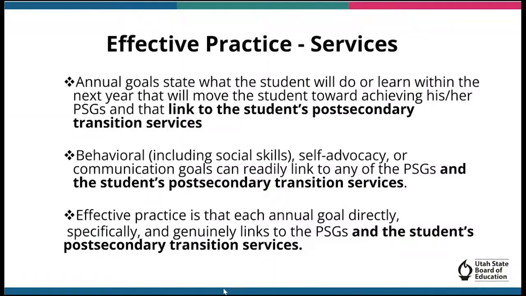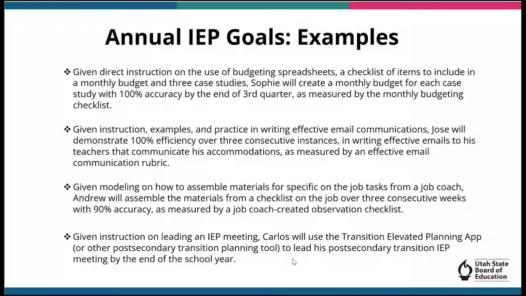Here are some examples of annual IEP goals that address a student's post-secondary transition needs. Given direct instruction on the use of budgeting spreadsheets, a checklist of items to include in a monthly budget, and 3 case studies, Sophie will create a monthly budget for each case study with 100% accuracy by the end of third quarter, as measured by the monthly budgeting checklist.